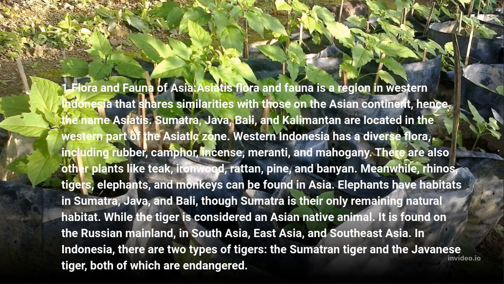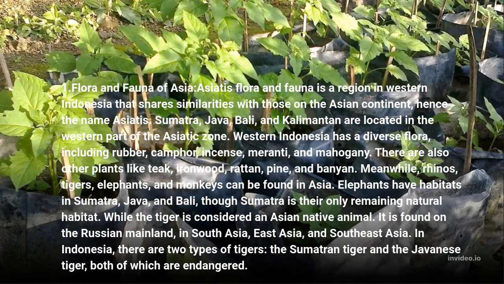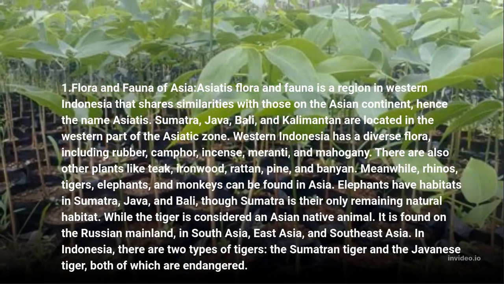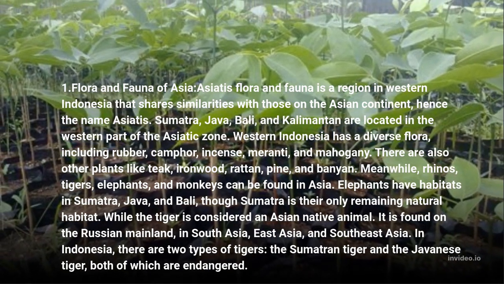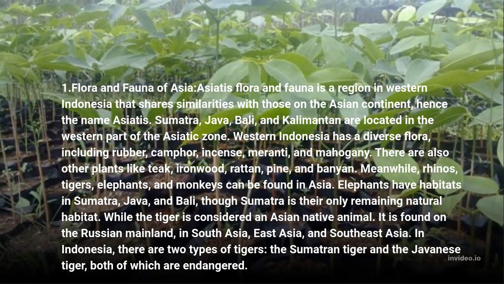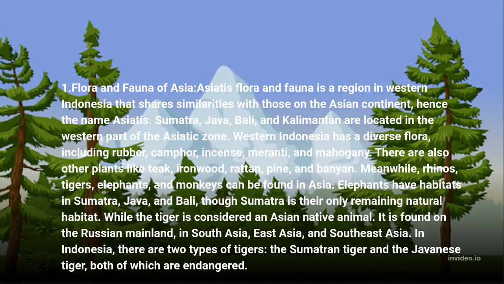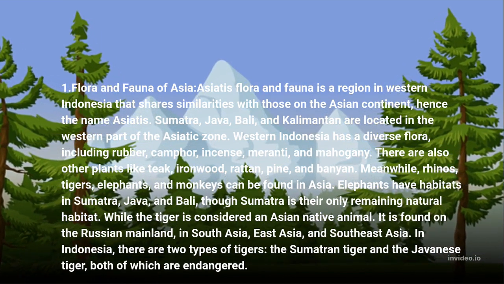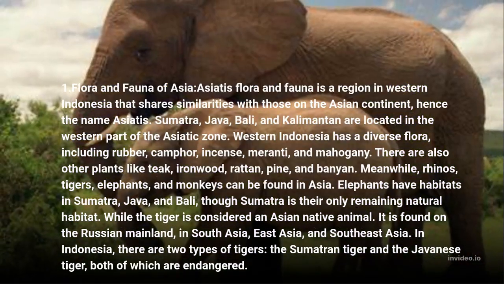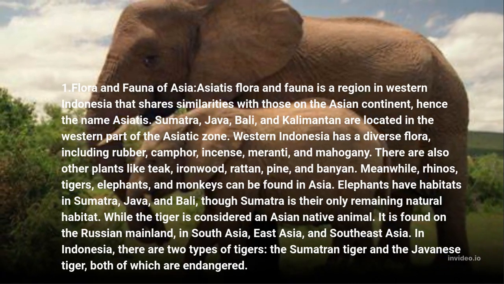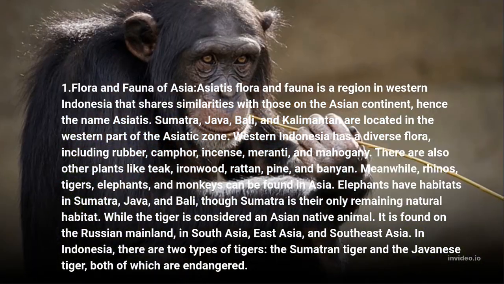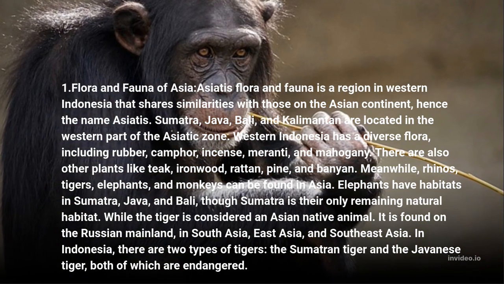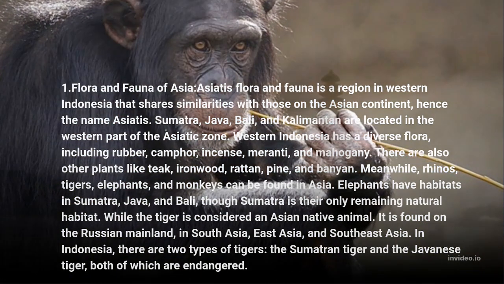Western Indonesia has a diverse flora, including rubber, camphor, incense, meranti, and mahogany. There are also other plants like teak, ironwood, rattan, pine, and banyan. Meanwhile, rhinos, tigers, elephants, and monkeys can be found in Asia. Elephants have habitats in Sumatra, Java, and Bali.